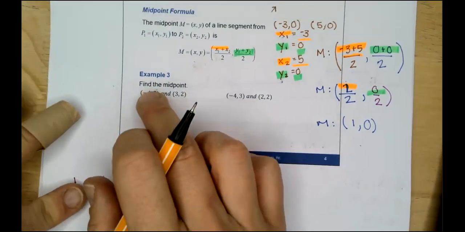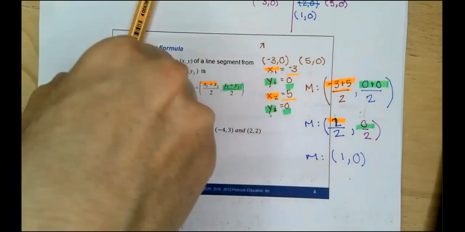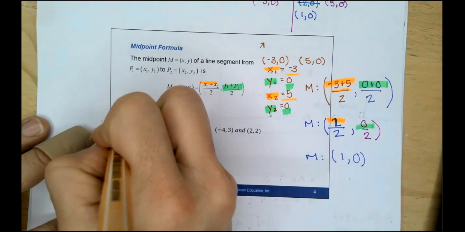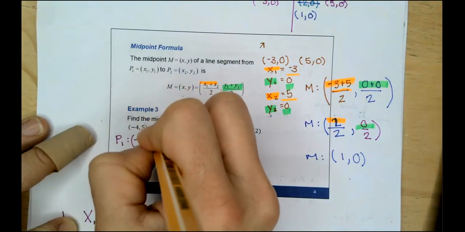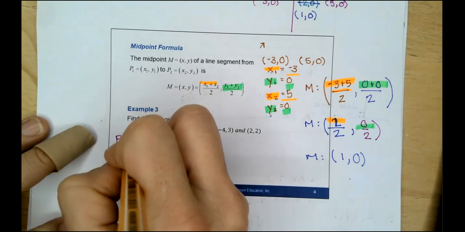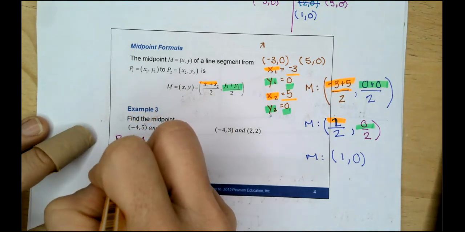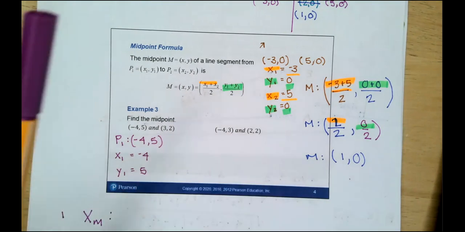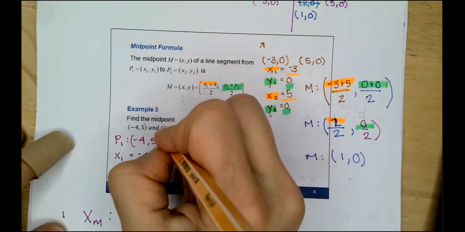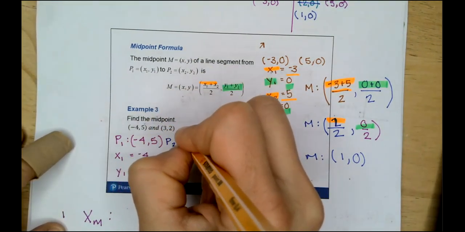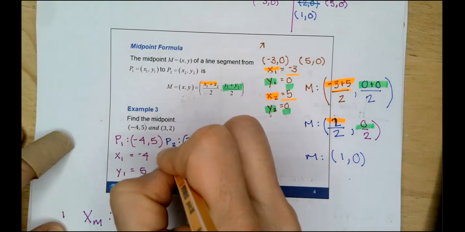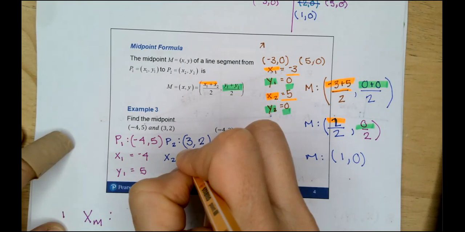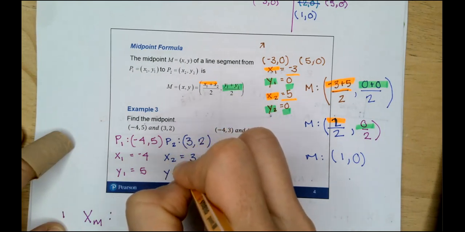The x of my midpoint. Let's say this one's P1, -4, 5. So that means my x1 is -4, my y1 is 5. We're going to say my P2 is 3, 2. That means my x2 is 3, my y2 is 2.